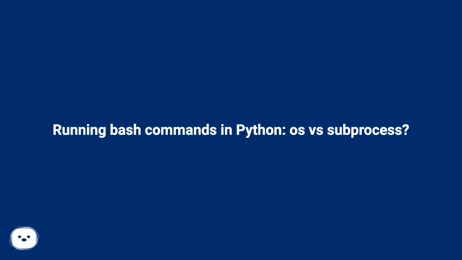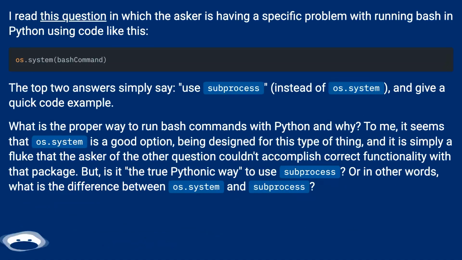Running bash commands in Python, os versus subprocess. I read this question in which the asker is having a specific problem with running bash in Python using code like this. The top two answers simply say, use subprocess instead of os.system, and give a quick code example.